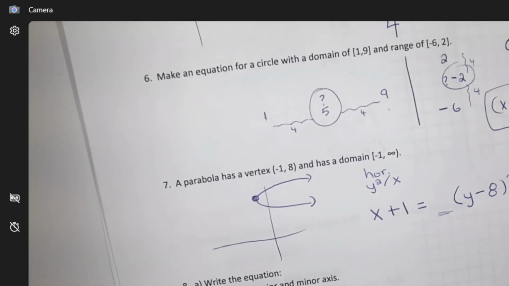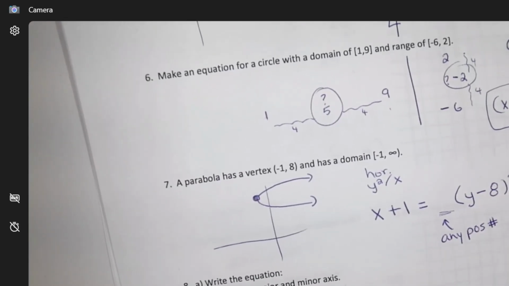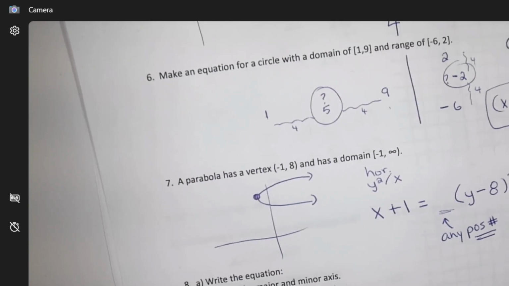You can put anything you want there as long as it's positive. You don't have to put anything. If you don't, you're assuming the slope is 1, which will still go that way. You can have anything there as long as it's positive, right? Because if I opened the other way, you'd have to make sure that there was a negative number there, right?